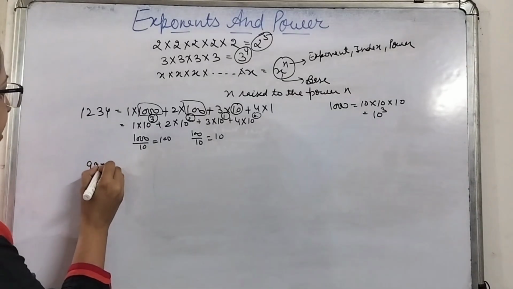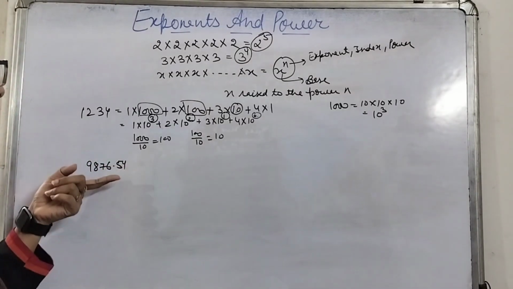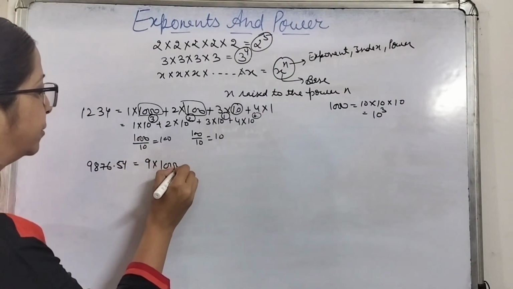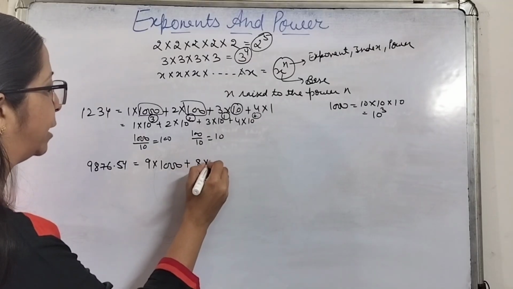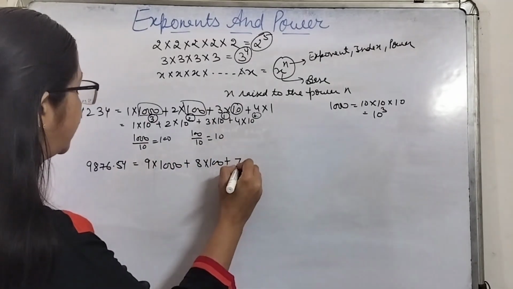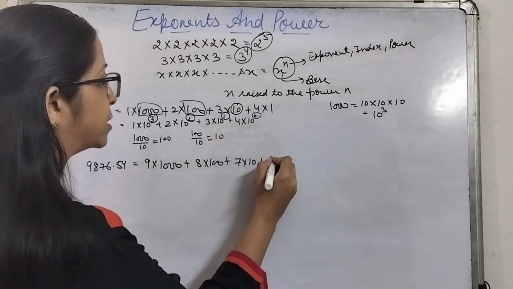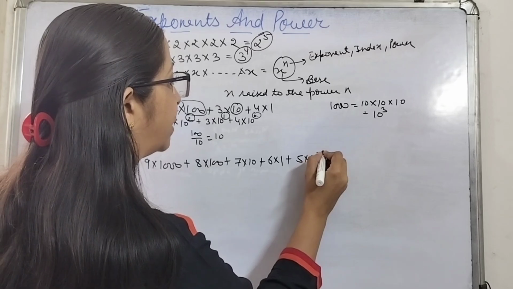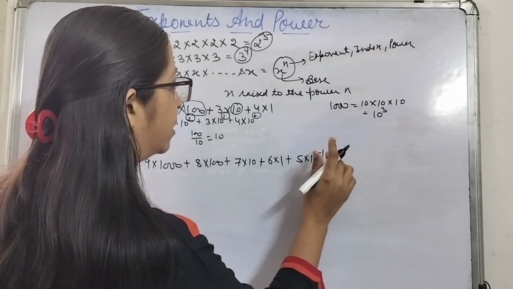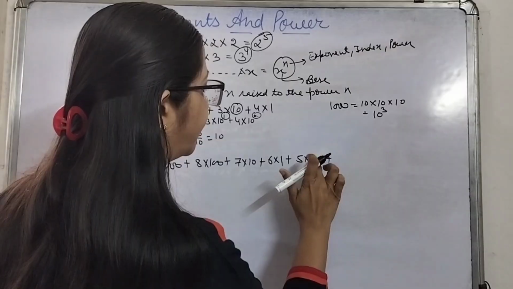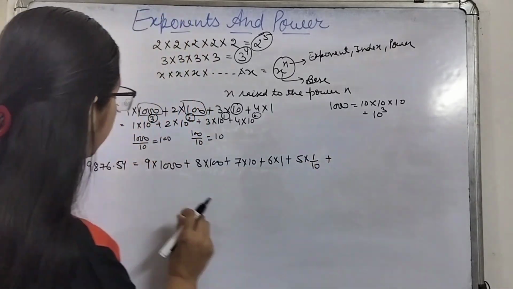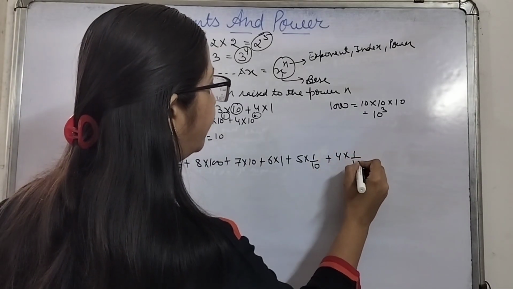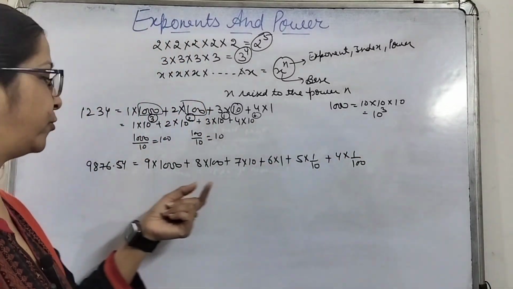Similarly, one more example we can take. If I take 9876.54, then what will be the expanded form of it? The expanded form for this will be 9 multiplied by 1000 plus 8 multiplied by 100 plus 7 multiplied by 10 plus 6 multiplied by 1 plus 5 multiplied by 10 raised to the power minus 1, or you can say 1 upon 10, or 4 multiplied by 1 upon 100. This will be the expanded form for 9876.54.